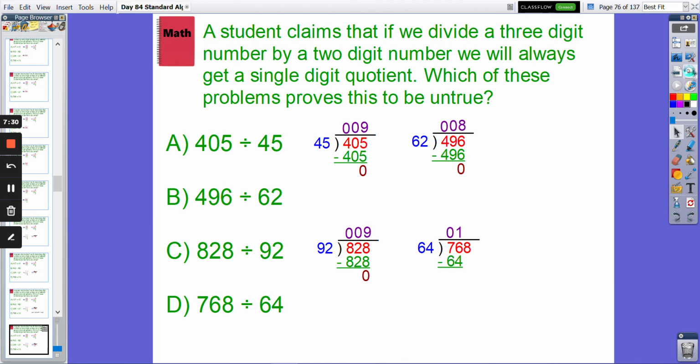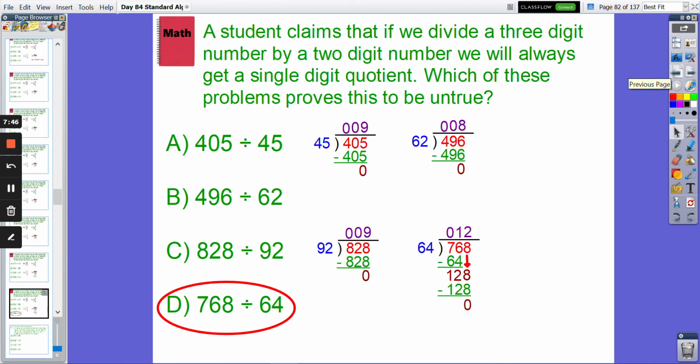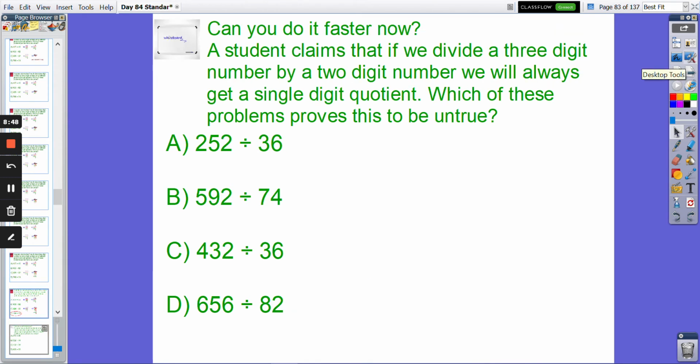Oh, we have a double-digit quotient. So we could have stopped in the middle of this problem because we knew as soon as we put that 1 that was going to be a 2-digit quotient. Try it now on your own. Can you do it faster now?